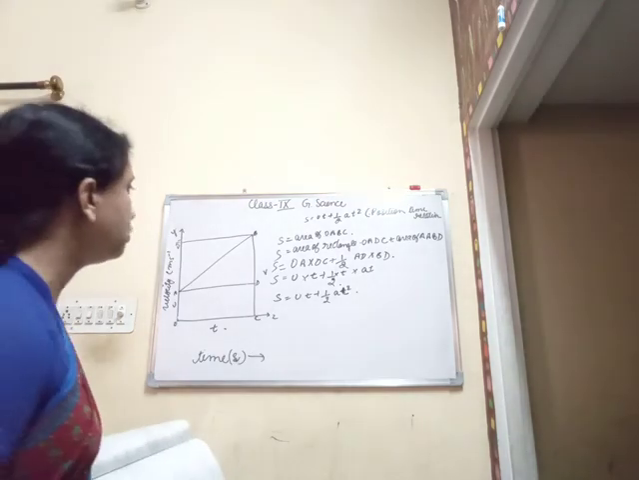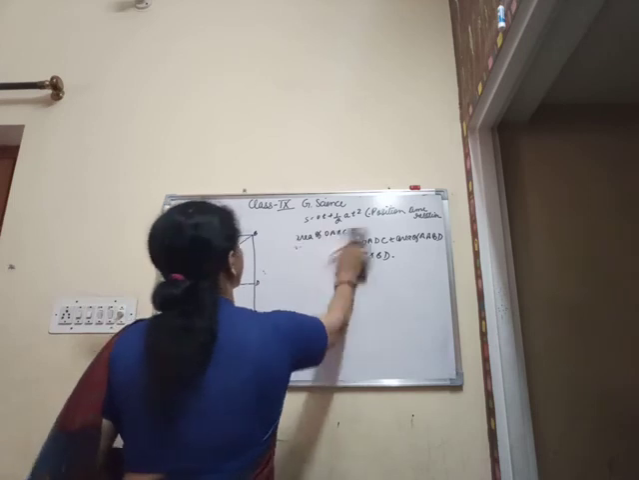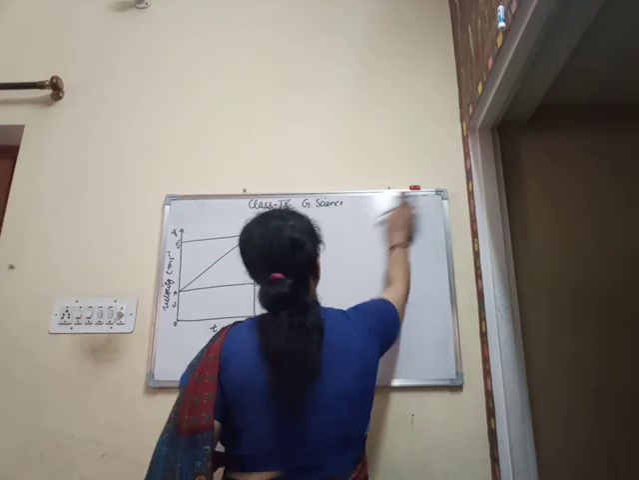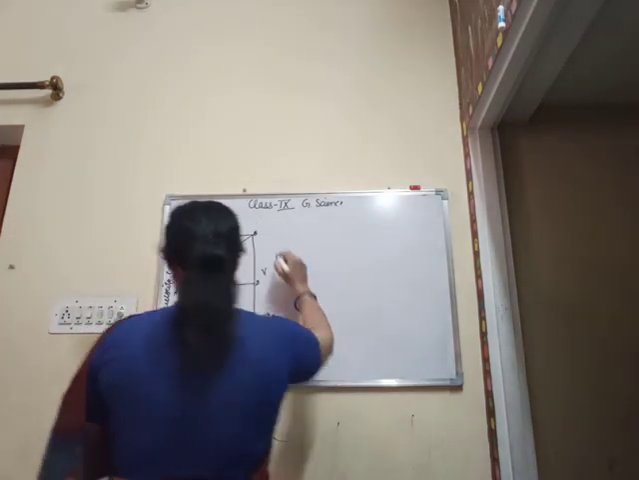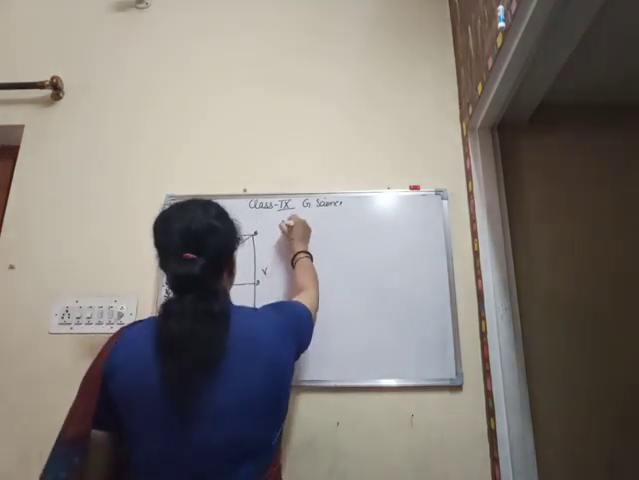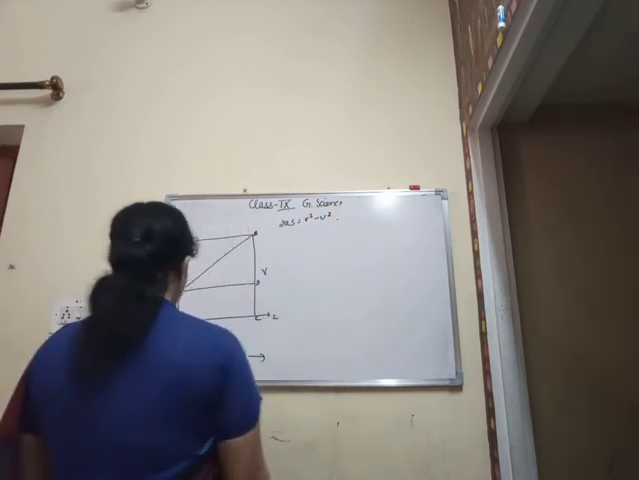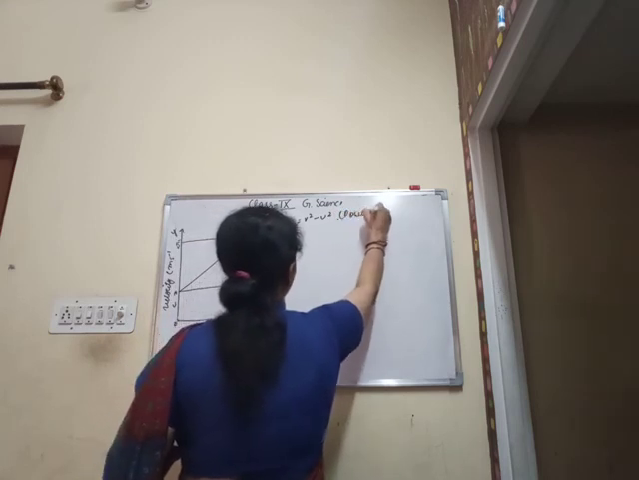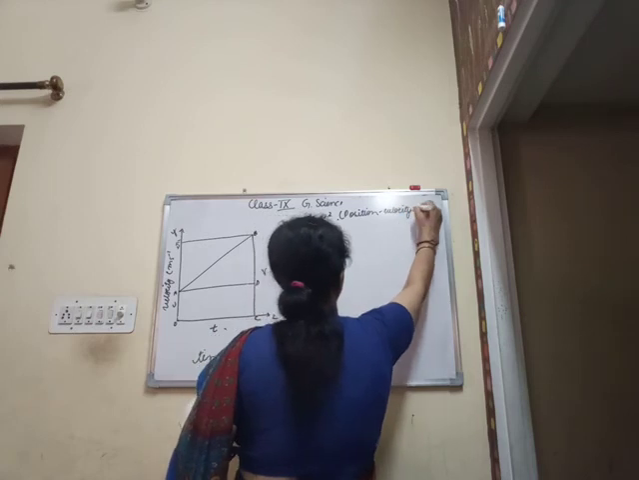Now we are going to derive our third equation of motion, which is 2as is equal to v square minus u square. This represents the position velocity relation. This is representing what? The position velocity relation.